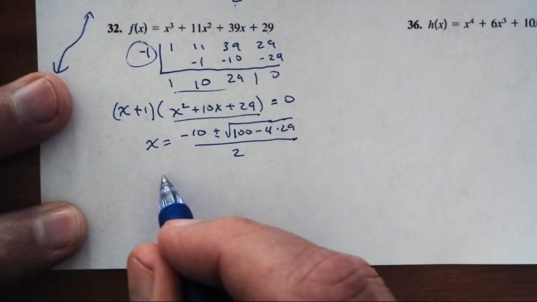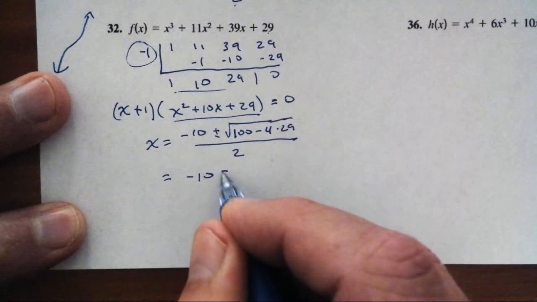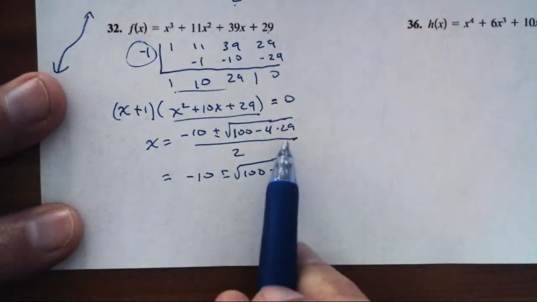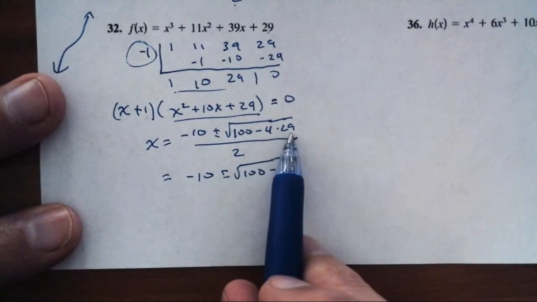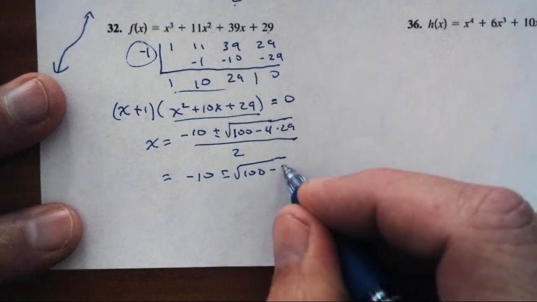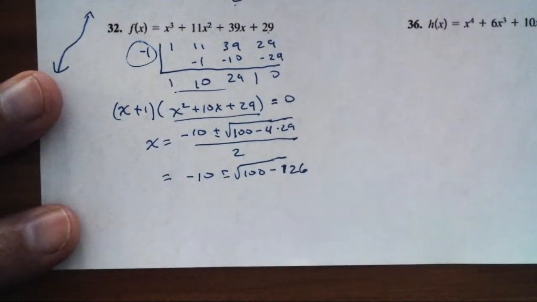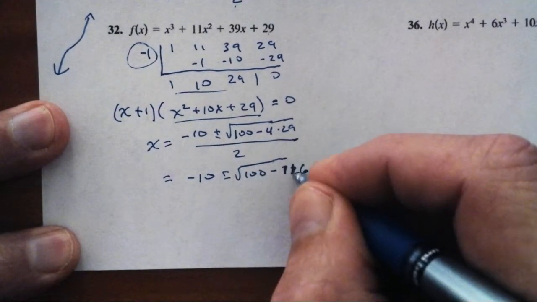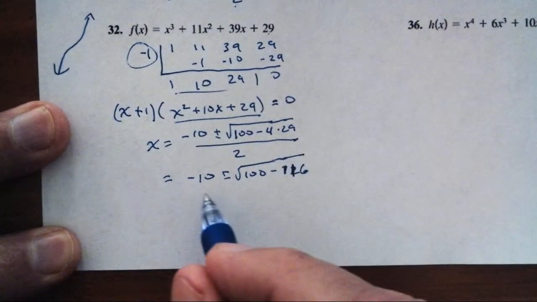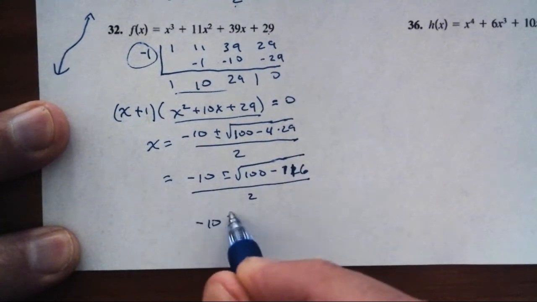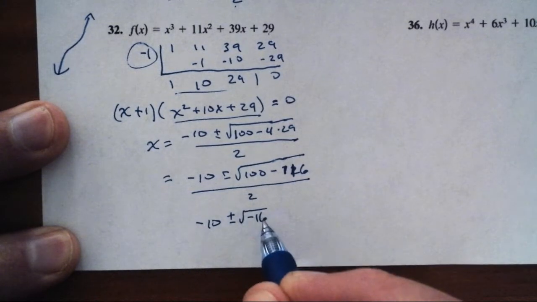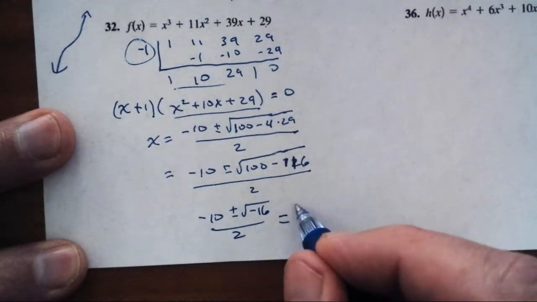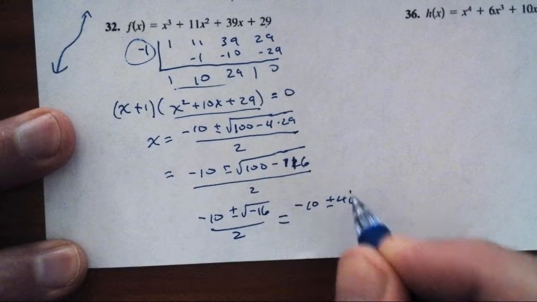And I'm going to get into imagination land here in a hurry. Negative 10 plus or minus the square root of 100 minus, well, 30 times 4 is 120, 4 less than that, 116. All over 2, I get negative 10 plus or minus root negative 16, 100 minus 116, all over 2, or negative 10 plus or minus 4i, all over 2.